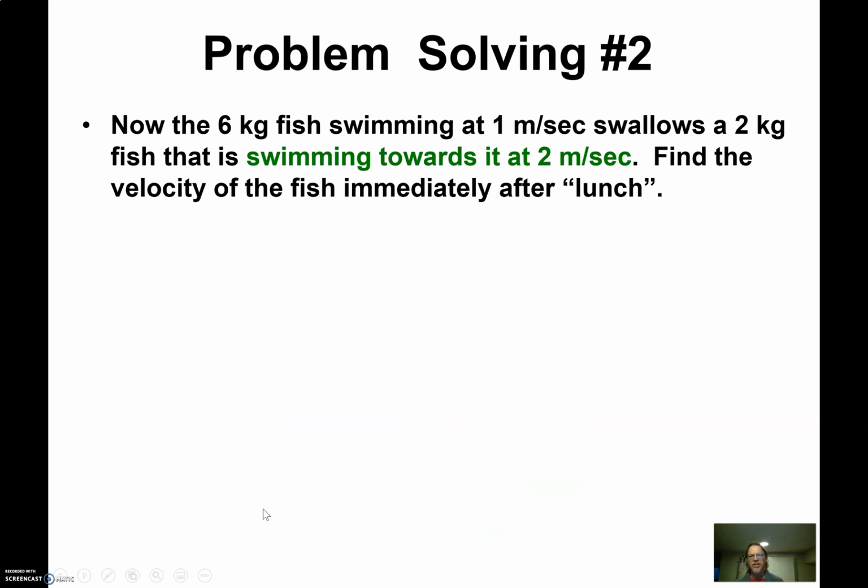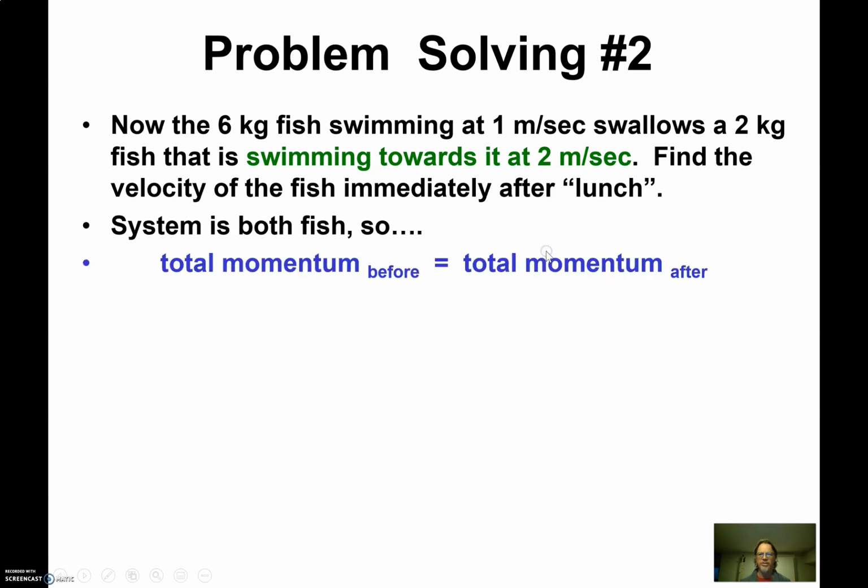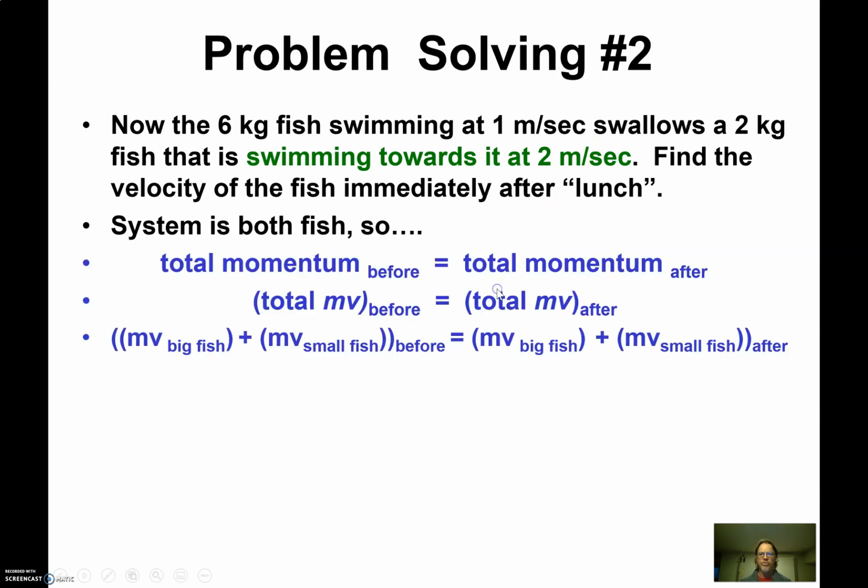Hey, what if you have a 6 kilogram fish swimming at 1 meter per second, swallows a 2 kilogram fish that's coming at it at 2 meters per second? Well, that's a 6 of momentum in one direction. That is a 2 times 2, a 4 kilogram meters per second in the other direction. Dios mío, what's the net momentum of the whole system? Well, look at before and afterwards, and so here we go.